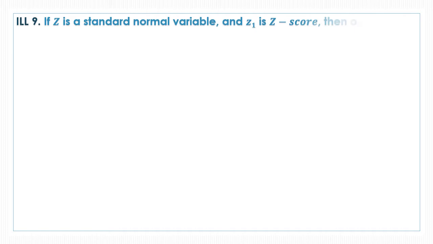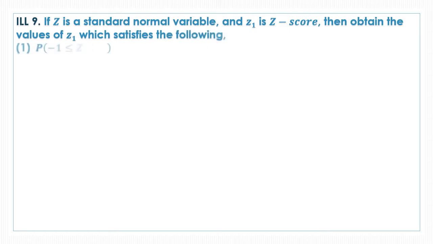In my previous video, we discussed illustrations from number 4 to number 8. Now, in this video, we are going to discuss some further illustrations. Illustration number 9. If z is a standard normal variable and z1 is a z-score value, then obtain the values of z1 which satisfy the following.